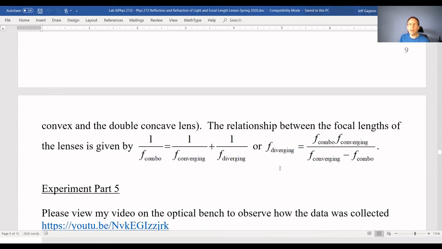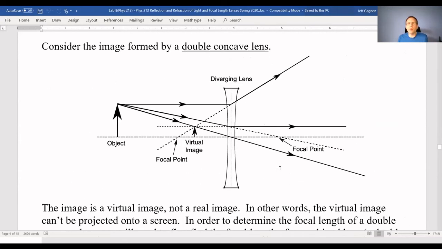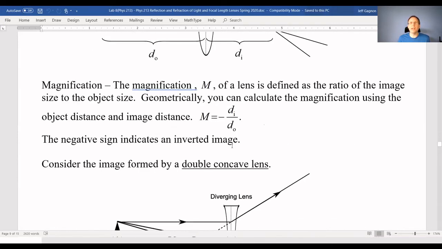Okay, so the problem is, remember, ultimately we want to find the focal length of this diverging lens as well. But if I can't put a screen there, how am I going to figure out the focal length of this diverging lens? Well, we're going to trick it a little bit. In addition to this diverging lens, we're going to put in a converging lens. Actually, it'll be the 10 centimeter converging lens we're going to place in here. So we're going to put both lenses in together. And when you do that, you're going to get a situation like this.